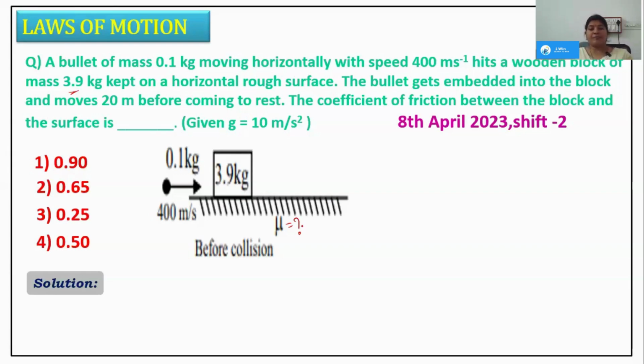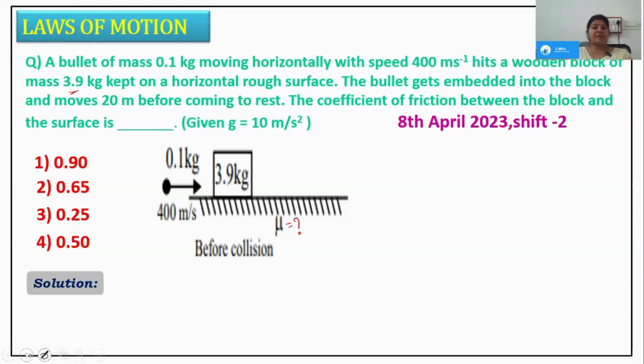And the concept related to this one is the bullet-block system. That is one thing. One more is that the friction concept is also involved. And to solve this problem, we use conservation of linear momentum.